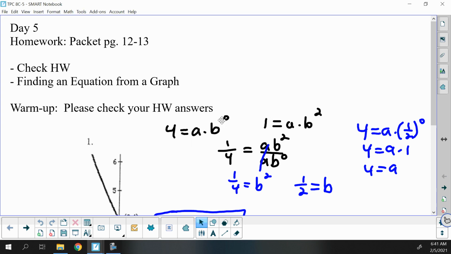Welcome to day 5. We're going to be working with finding equations of exponential functions from some points on the graph. Packet page 12 and 13 will be your homework.